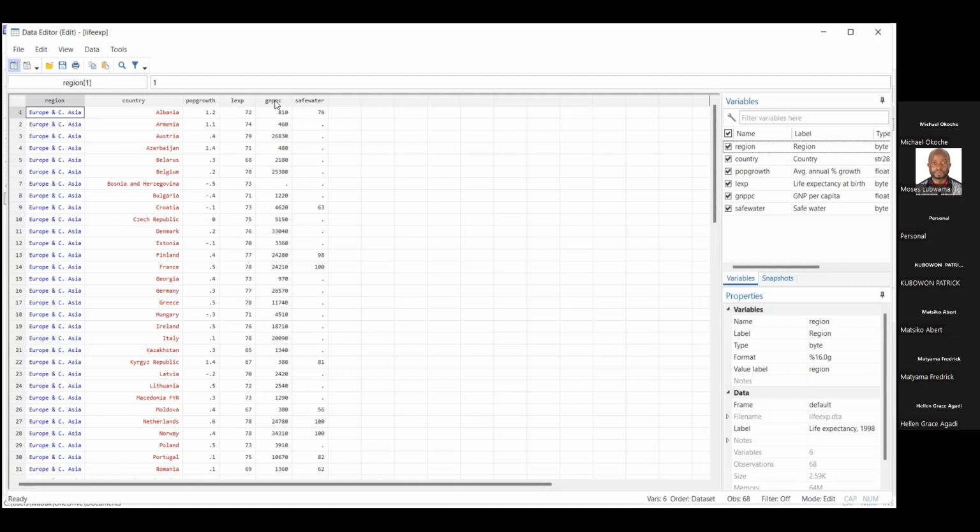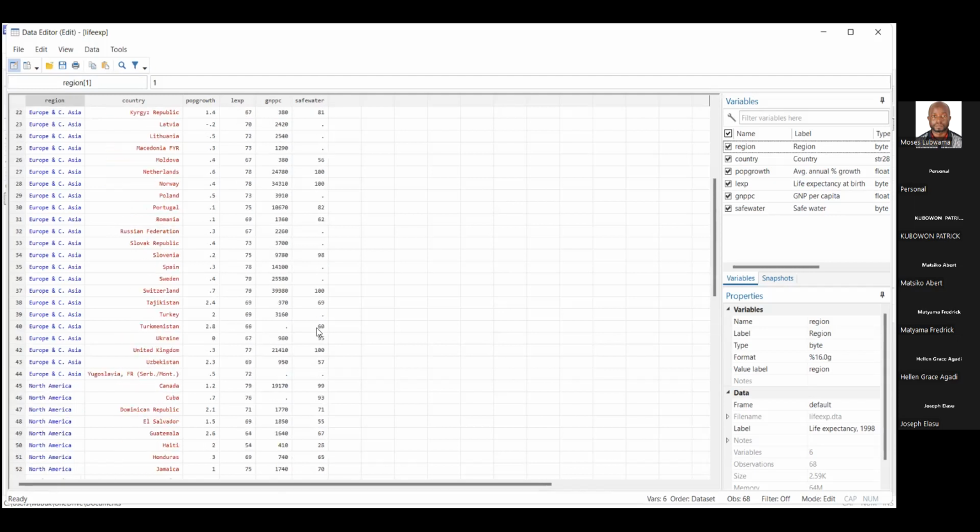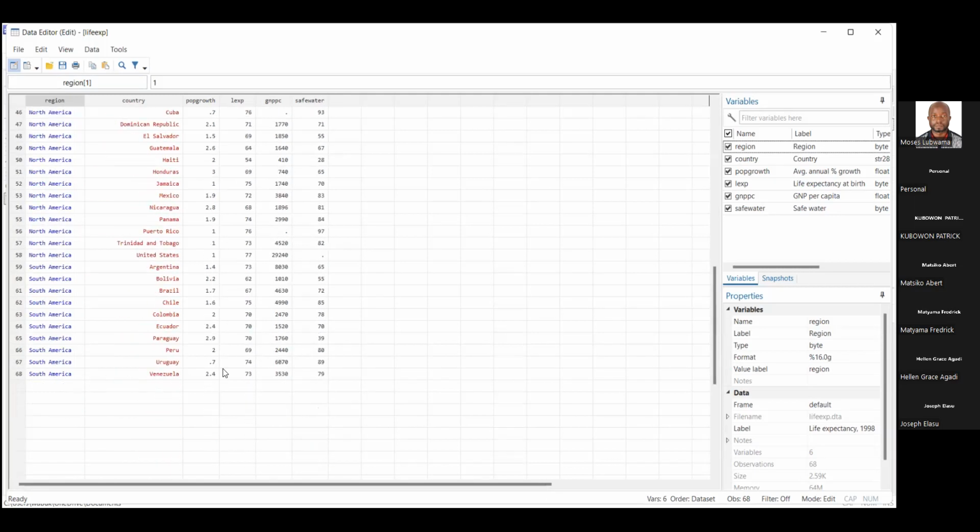GNP is the GNP per capita, which is the number of this population, for each country. And then safe water, we talked about the percentage of the population which has access to safe water. You can notice that some countries don't have some values. So again, these are always data issues that you have to mention. So the 68 countries we are seeing here.